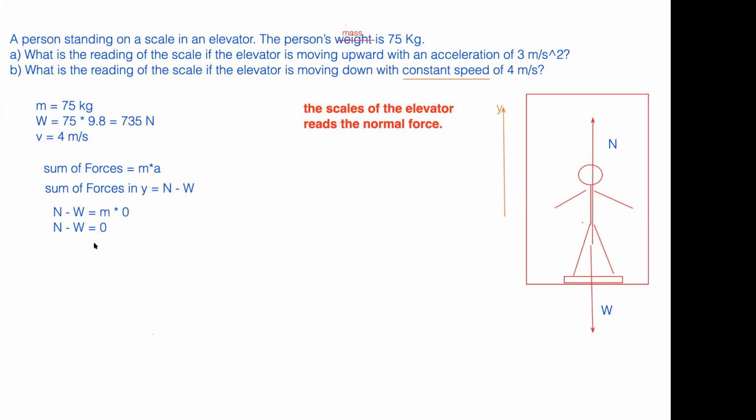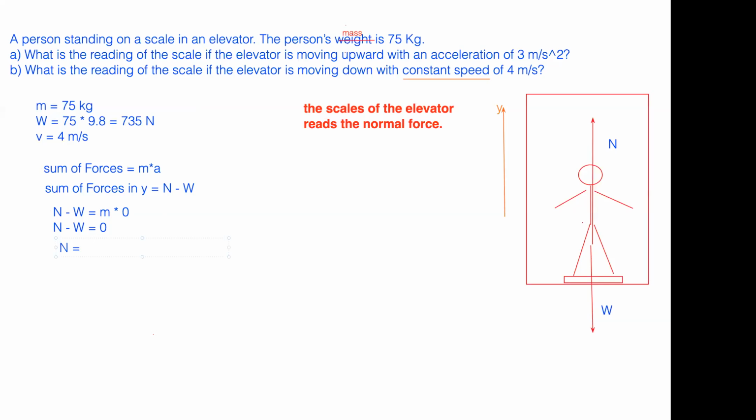And that means our law will end up this way. In Newton, the normal force minus the weight will equal 0 because our acceleration is 0. So this is very important to realize that the elevator is moving. There is motion happening. But just because the motion is constant, that means there's no acceleration and there's no net force.